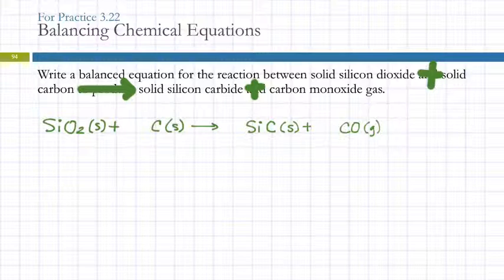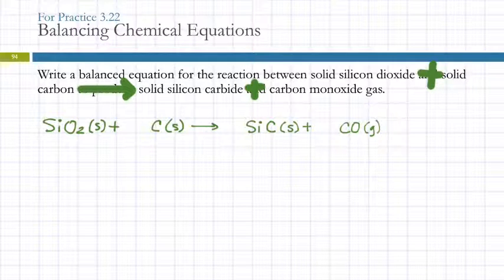What's the formula for carbon monoxide? The chemical formula for carbon monoxide is CO. Boring. I was hoping she'd say CO or something. Okay, CO.